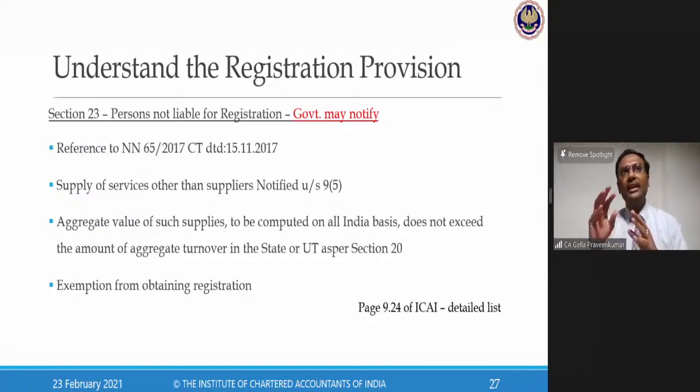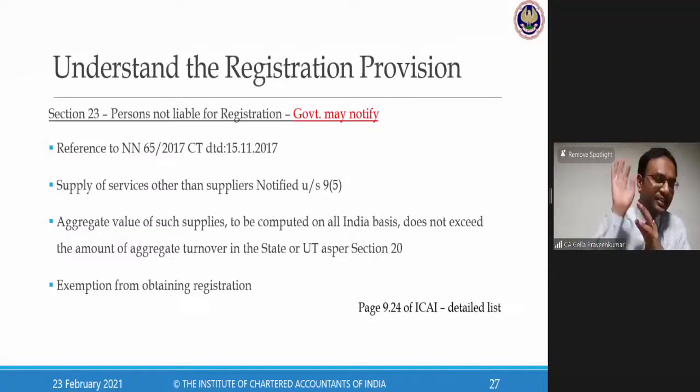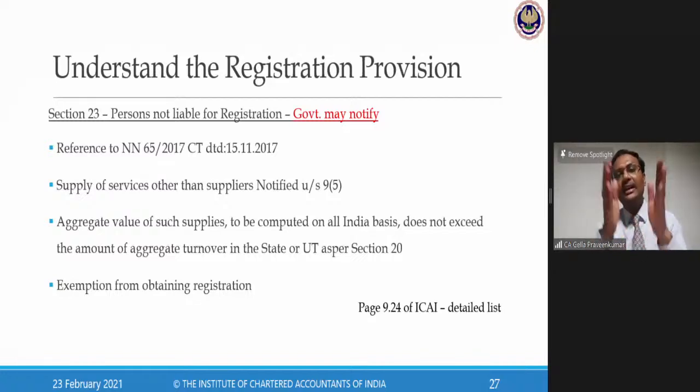Now, when I talk about section 24, which talks about compulsory registration, this provision says the moment you make an interstate supply, for example, say Ravi from Delhi. Ravi has qualified his examination in May 2021. Say in August 2021, he got his ICAI membership and he also started his COP. In September 2021, he started his practice in Delhi.